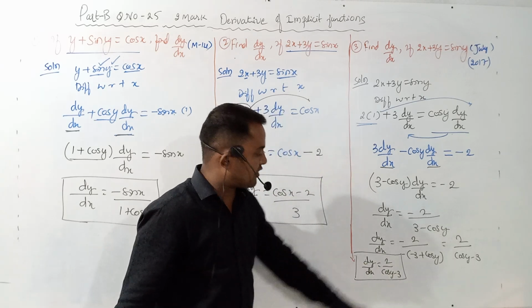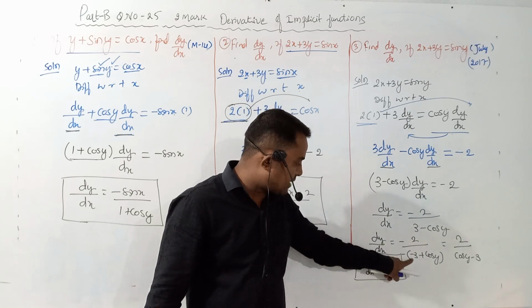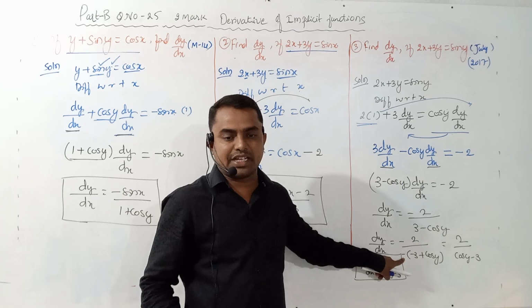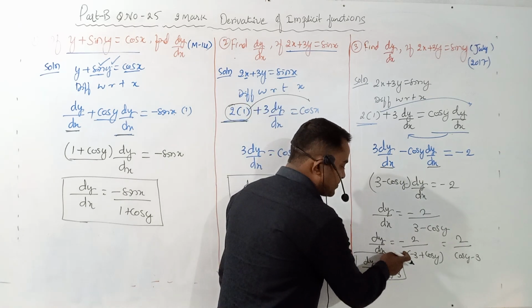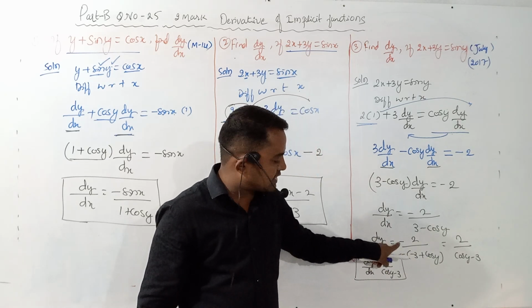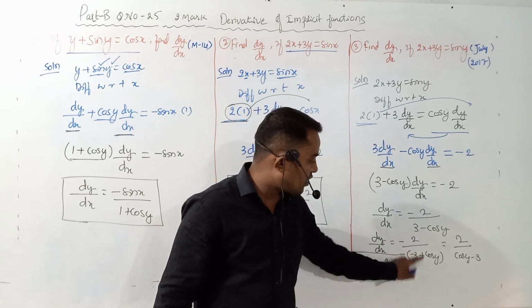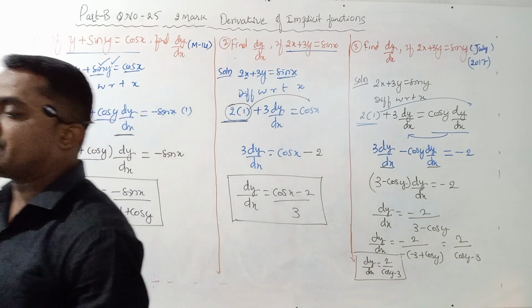What I did here: I have taken the common minus sign in the denominator, and minus minus get cancelled. It will become minus 3, and minus into minus is plus. Now write in the reverse order, that is 2 divided by cos y minus 3. So this is the final answer.